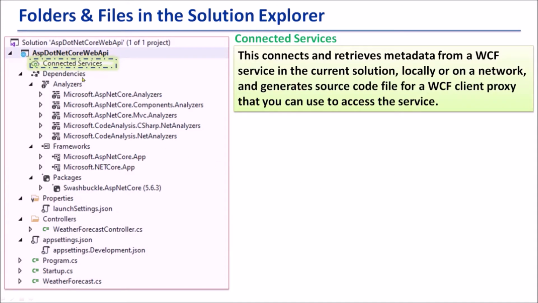The first item is connected services. This connects and retrieves metadata from a WCF service in the current solution, locally or on a network, and generates source code file for a WCF client proxy that you can use to access the service. This is very important and a very convenient addition to the default project. By using these connected services, we can discover WCF services.